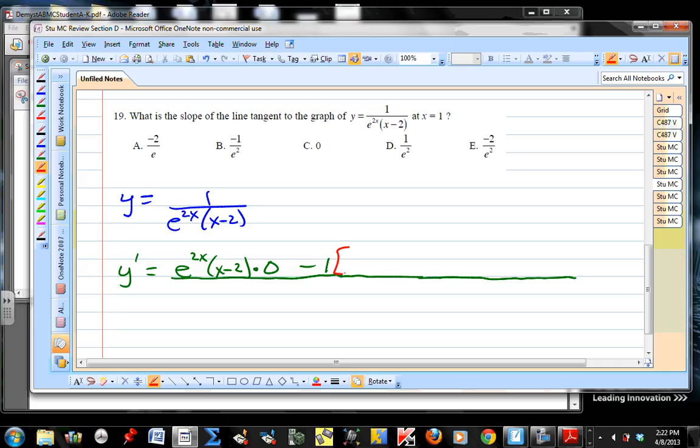Let's see what we can get here. We'll get the first function times the derivative of the second function plus the second function times the derivative of the first function. The derivative of an exponential function is the exponential function itself times the natural log of the base times the derivative of the exponent. All right. And that's all over low squared.